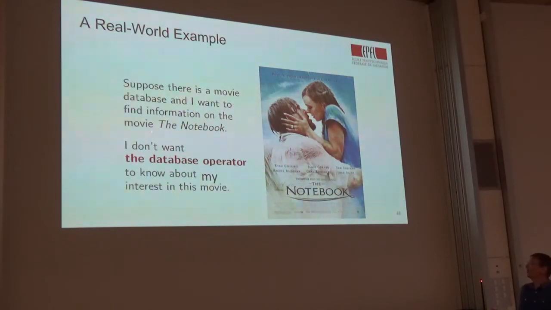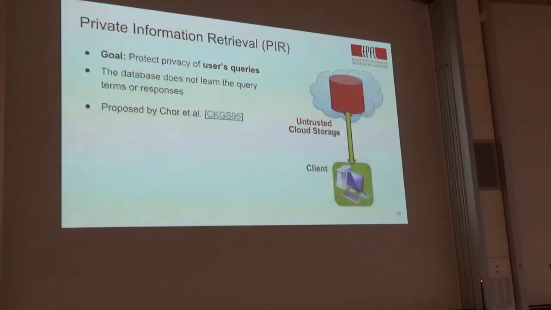Yeah, there's a real-world example of somebody who is doing something very embarrassing. He wants to have information about the movie The Notebook. That's very embarrassing. So he doesn't want the database operator to know that he is interested in that movie, so he would like to be able to retrieve that movie from the database, just the information, because if his friends find out, he's busted, okay? Or perhaps his wife, I don't know, depends. Okay, so we want to protect the user's queries.